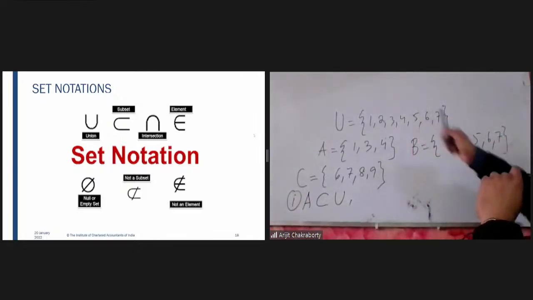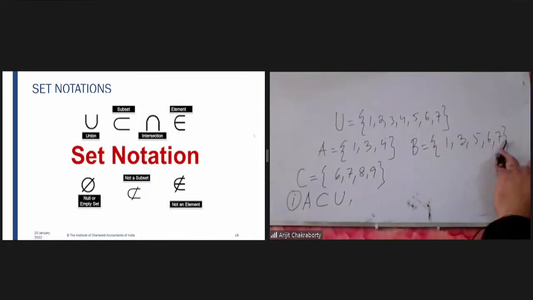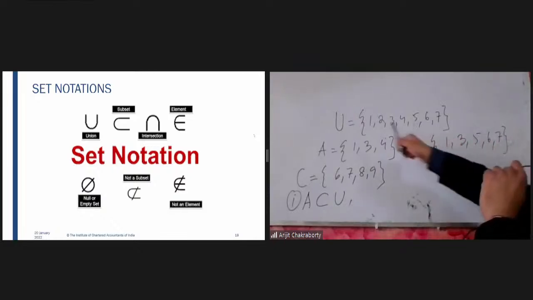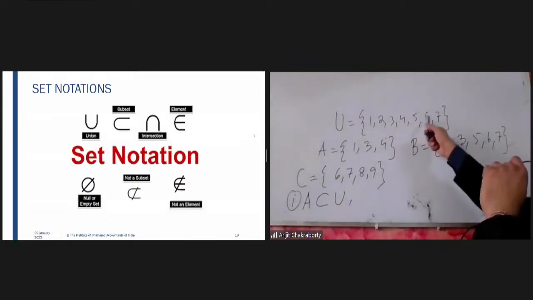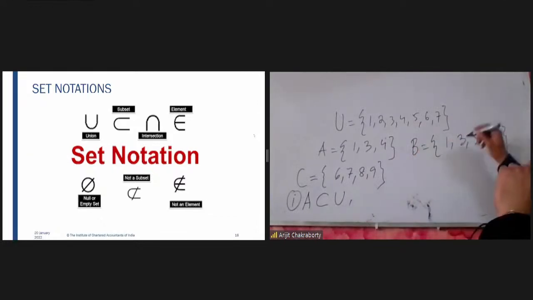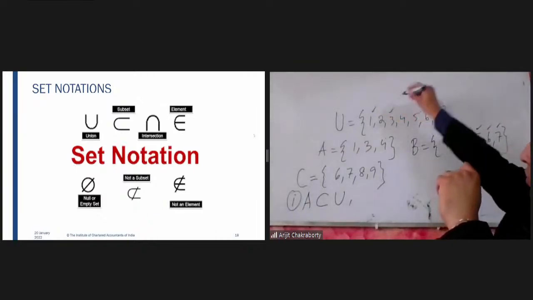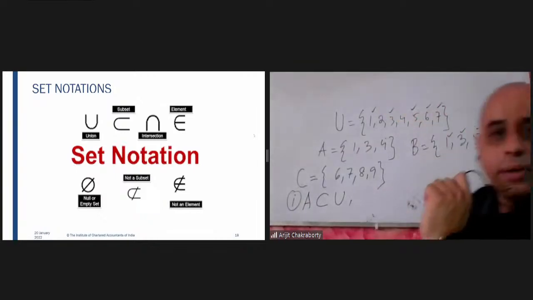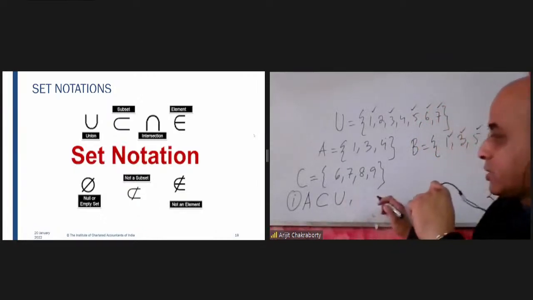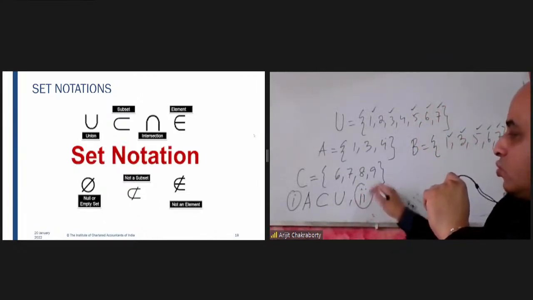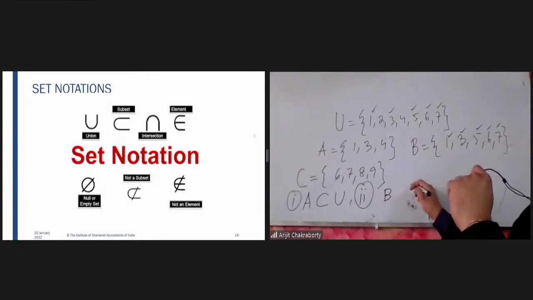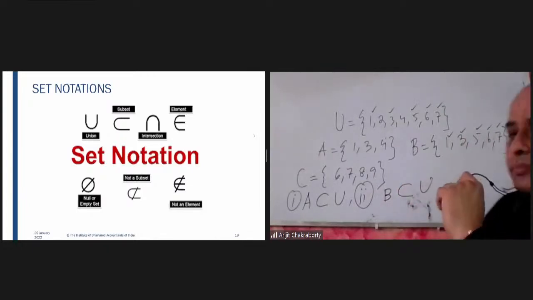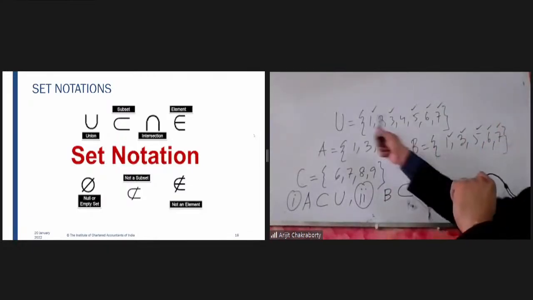B has 1, 3, 5, 6, and 7. And U has 1, 2, 3, 4, 5, 6, and 7. So all the elements of set B, that is 1, 3, 5, 6, and 7, are also there in U. Please see. So I can write the second relation, number 2: B is also a subset of U.